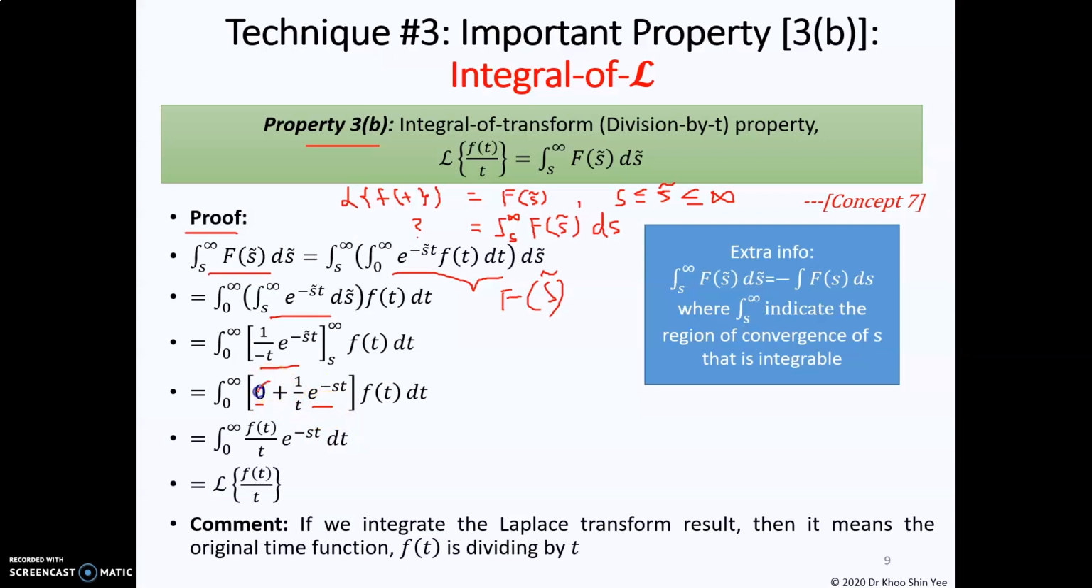With that, this can be cancelled. We will get the f(t) multiplied with the 1 over t, which is f(t) over t, exponential negative st. So based on the definition for Laplace transform, you can form it to be Laplace transform of f(t) over t. This proof shows us that if we integrate the Laplace transform like this one, it means that we are taking the f(t) and dividing it with the t. So the effect is your f(t) will be divided by t if you integrate your Laplace transform result.